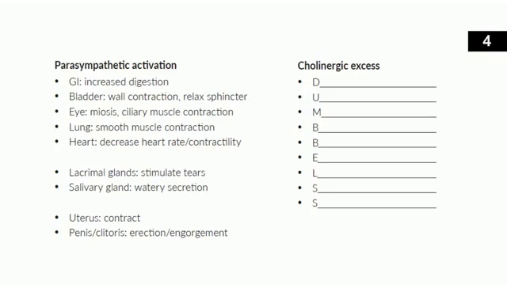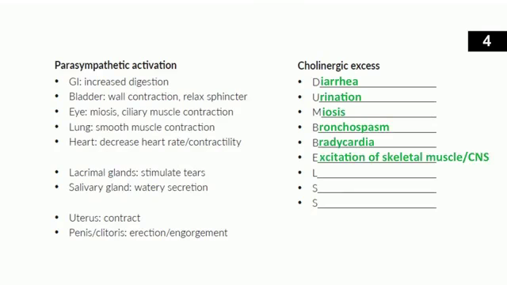So let's go back to our list of parasympathetic activation, and now let's see what you get with too much stimulation. So you get diarrhea, you get urination, you get miosis, you get bronchospasm, you get bradycardia, you get excitation of skeletal muscle and CNS. Now don't worry, we'll come back to that later. It doesn't fit our usual trend here. Lacrimation, salivation, and sweating, and we'll come back to that one as well.